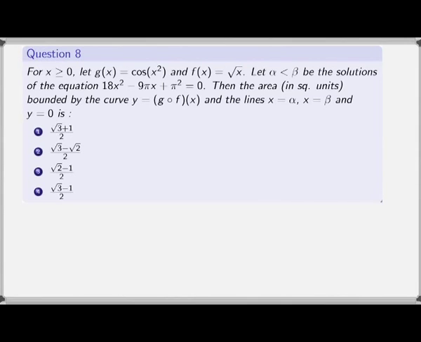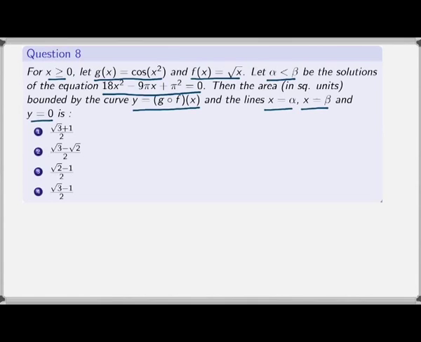For non-negative real numbers x, let us consider two functions: g(x), which is given by cosine of x square, and the function f(x), which is given by square root of x. We are given one quadratic equation, 18x square minus 9 pi x plus pi square is equal to 0, and two solutions of this quadratic equation are alpha and beta, so that alpha is strictly less than beta. We have to find the area bounded by the curve y is equal to g composed with f of x and the lines x is equal to alpha, x is equal to beta and y is equal to 0.